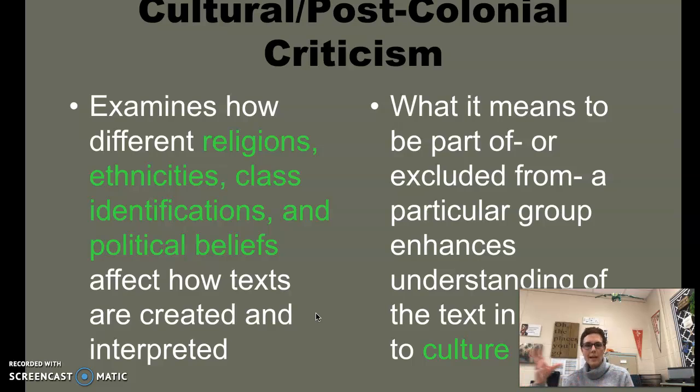How does social class affect this text? How does politics or political beliefs affect this text? It also really examines what does it mean to be part of or excluded from a particular group. That enhances your understanding of the text. So when you look at post-colonial, a lot of times that's where we'll look at Native American literature. What does it mean to be excluded from the majority? We'll use the post-colonial lens in looking at that text.